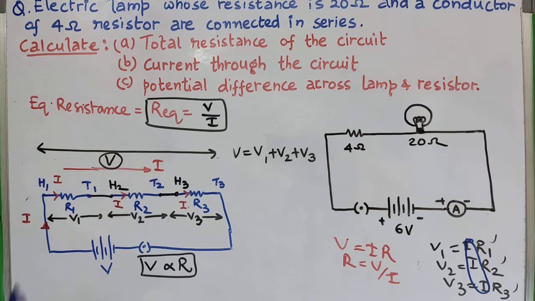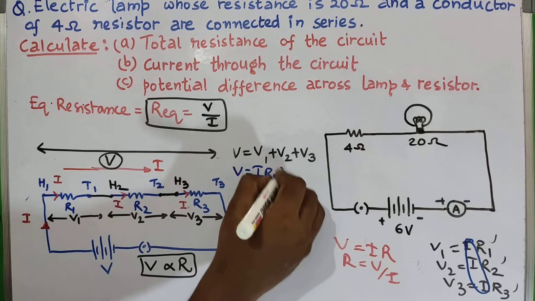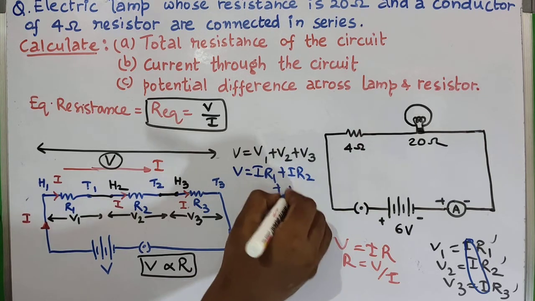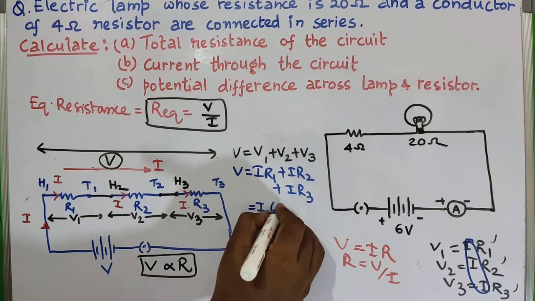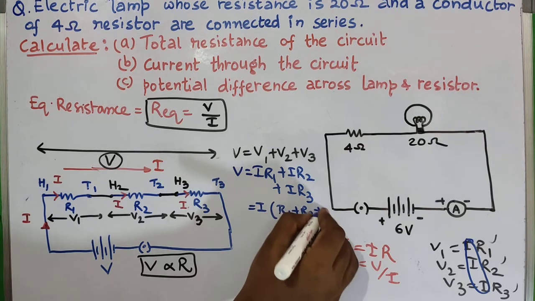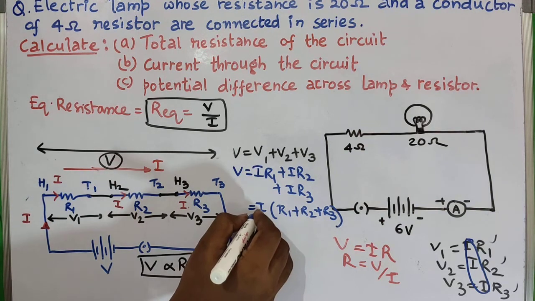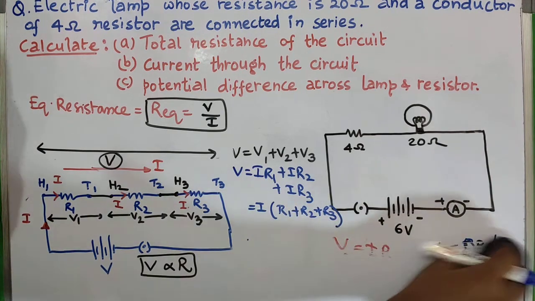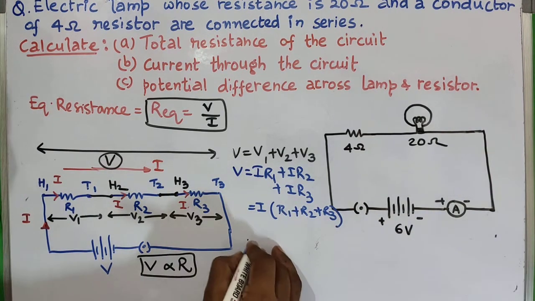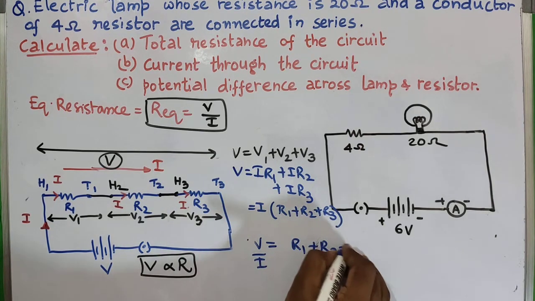So what I have here? How can I write V1? V is equal to IR. So V1 is equal to IR1, V2 is equal to IR2, V3 is equal to IR3. If I take I as common, what I am left with? R1 plus R2 plus R3. If I take this I to the other side, what I am going to get is V by I is equal to R1 plus R2 plus R3.